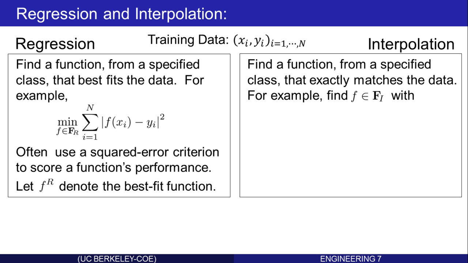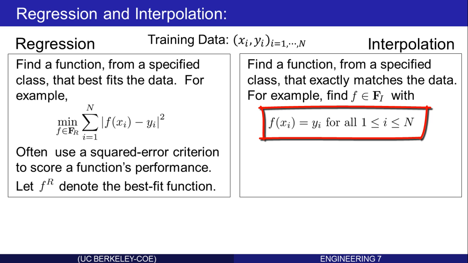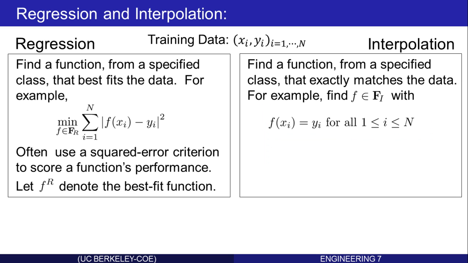Interpolation, on the other hand, tries to find a function also from a specified class of functions, most likely different than the regression class of functions, that exactly matches the data. It doesn't best fit the data, but it exactly matches it. In other words, find a function f from some class of functions, f sub I, with f of xi equal to yi for all the data points. So this function exactly matches the data. And let f superscript I denote one such interpolator. It'll be called an interpolator because it matches the data.